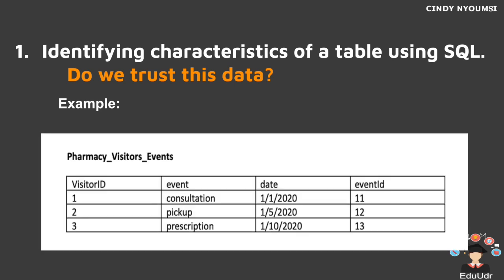So moving on. I find another table titled Pharmacy Visitor Events. I look into it and I see it has different events related to what the visitors came here to do, whether it was for consultation, pickup, or prescription. This is a lot more relevant than the previous table and fits my needs. So yay! But hold on, I'm not done yet. I still need to check if I have records for the last 12 months and if the records are independent of each other before I can dive into querying and get the answer to my question.